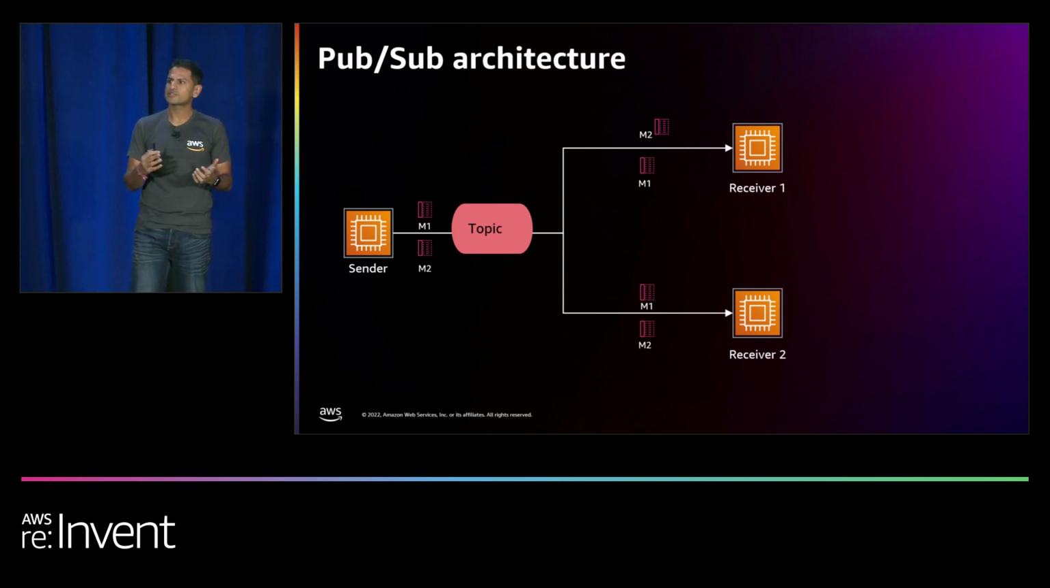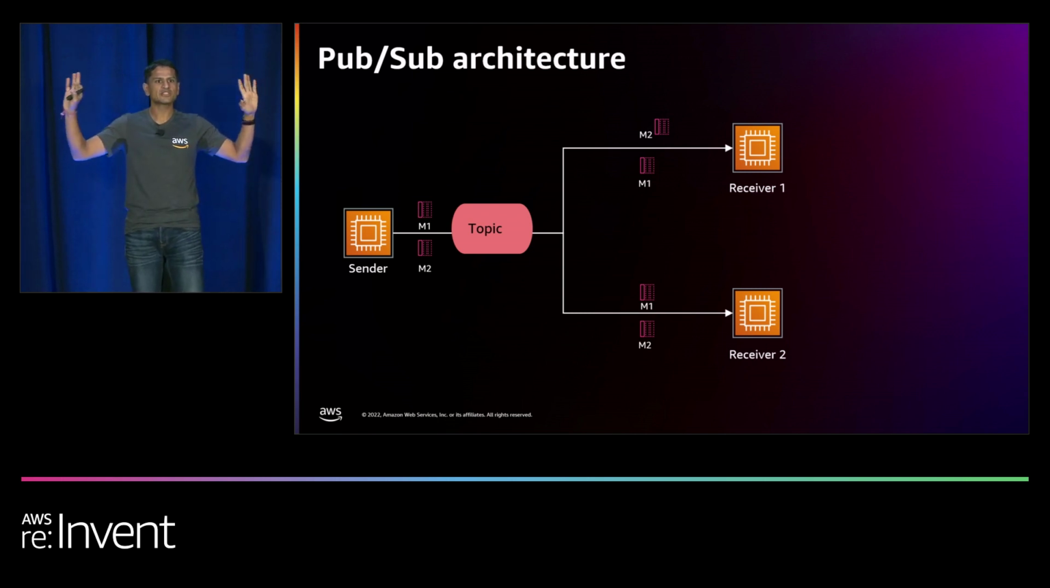The other critical aspect of this design is that the same message can be pushed to multiple receivers. So if you look at the slide, we have M1 and M2. These indicate two messages coming in. We want to make sure that both M1 and M2 go to receiver 1 and 2. And that's what this pattern allows you to do.